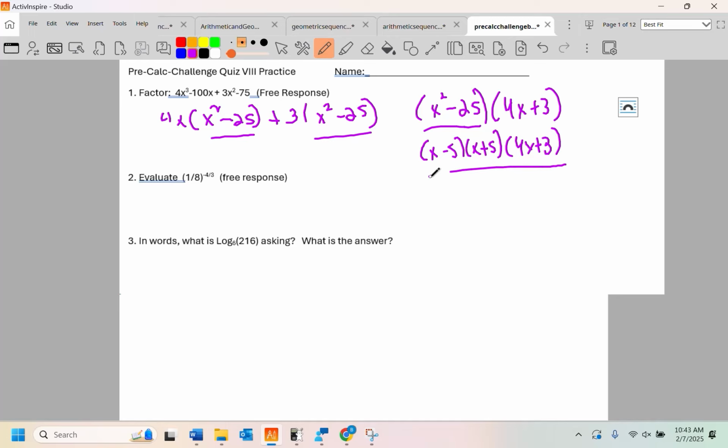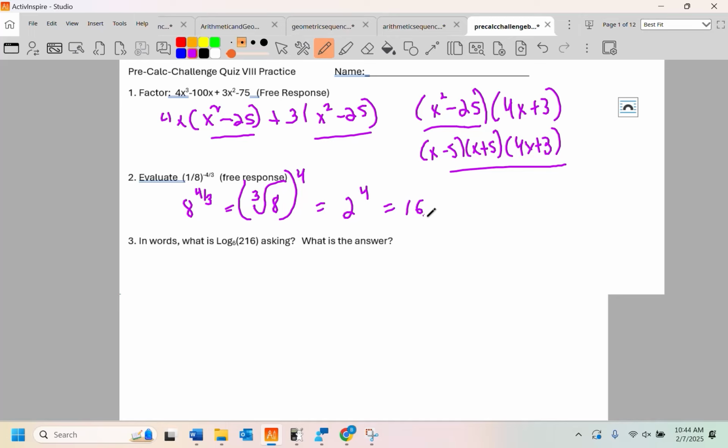All right, evaluate 1/8 to the negative 4/3. That's a free response. Most of y'all are getting that. It needs to be pulled. I'll probably just leave it this one last time. The negative is flipping the number. So it becomes 8 to the positive 4/3, which is the cubic root of 8, all to the 4th. The cubic root of 8 is 2. If you take 2 and you raise it to the 4th power, you should get a 16.